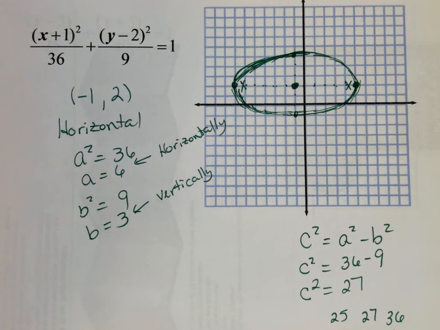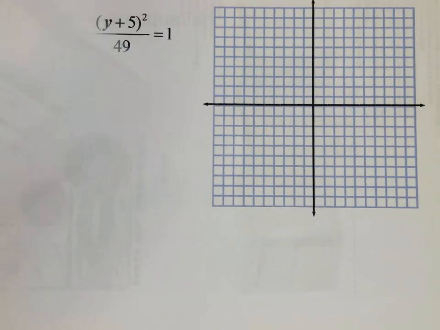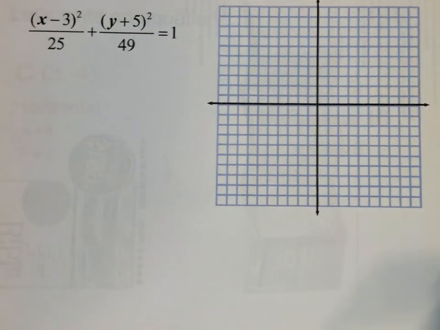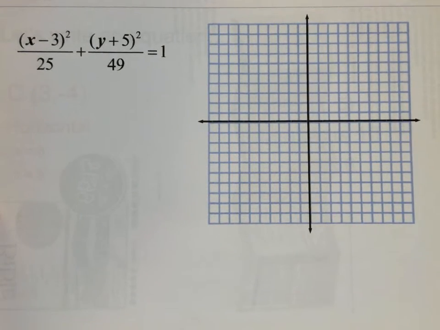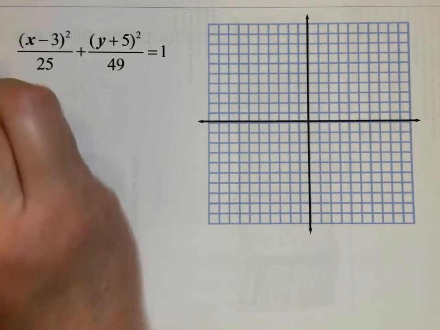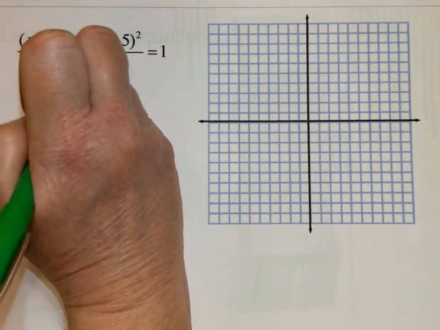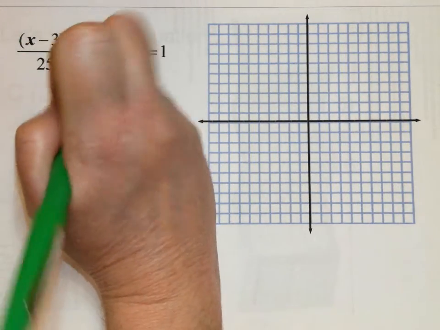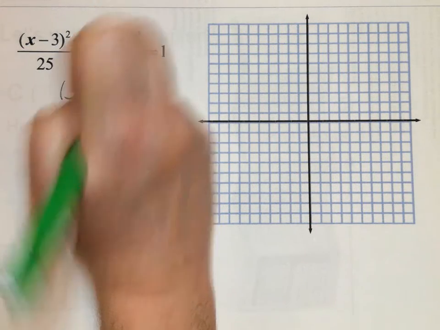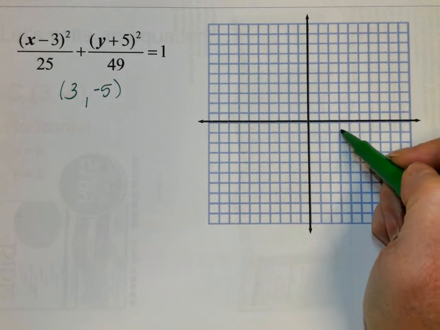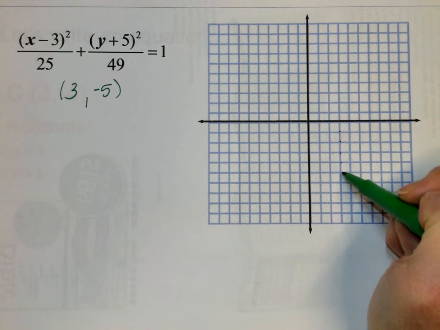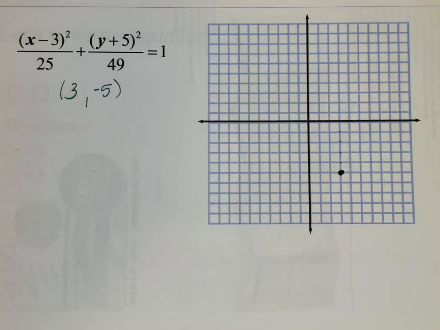There's our first one. Let's try another one. Okay. Remember, the first thing we need to locate in every instance is our center. Our center in this case, what am I subtracting from x? 3. What am I subtracting from y? -5. So my center is 3, 1, 2, 3, 1, 2, 3, 4, 5. There's my new center. It's my new 0, 0.